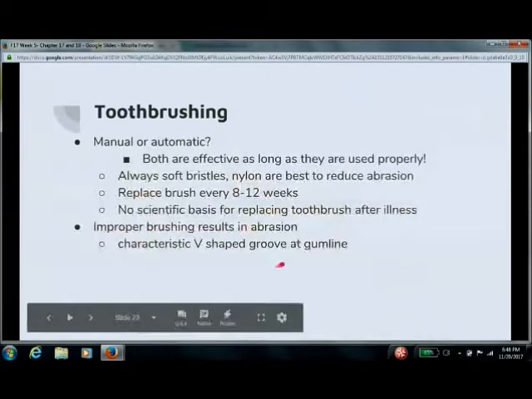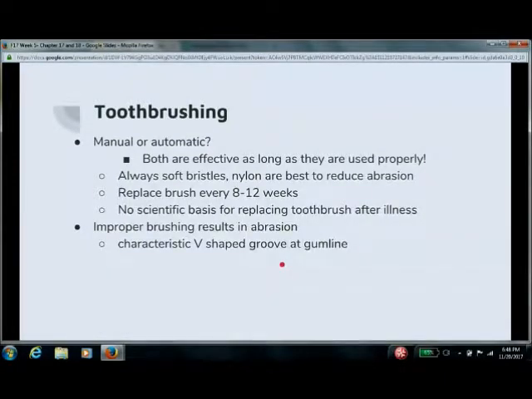Trigger finger. Is it better to have a regular toothbrush or an automatic? And the answer is there's no difference as long as you use them correctly. So some patients do better with an automatic toothbrush, and for them, that's what's best. But some patients do fine with a manual, meaning they do fine with a regular toothbrush. So that's what's best for them.